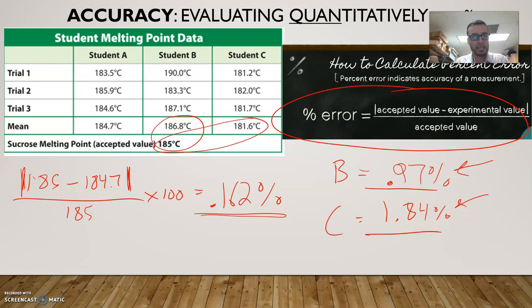So earlier we had the intuition, the gut instinct, that student C had the least accurate data because they were farthest from the real answer, and the percent error shows us quantitatively. By the way, I forgot to define that. Quantitatively means like a quantity, like a number. So if I say I'm evaluating it quantitatively, I'm putting a number to this. So this is how you put a number to how accurate your data was. You do that with percent error.